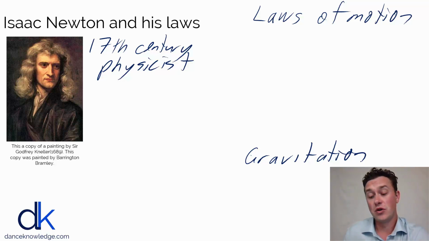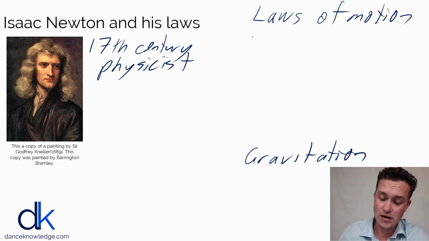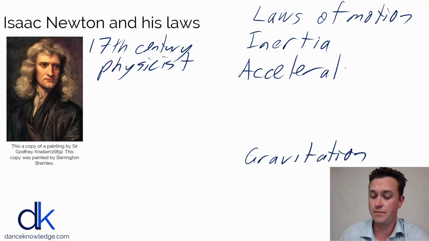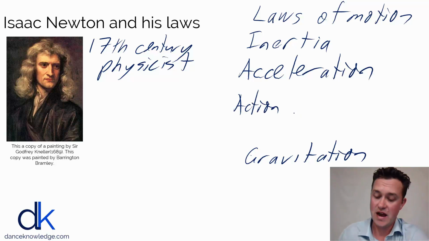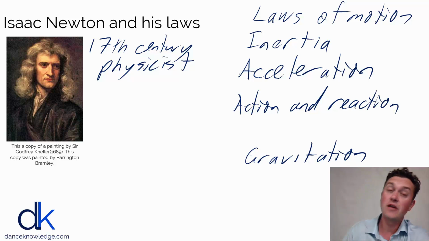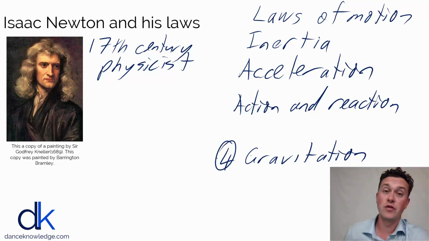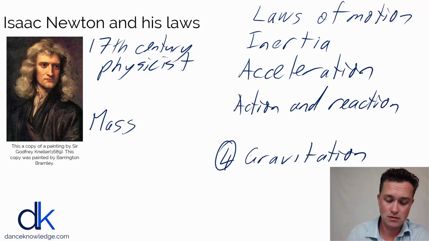So Isaac Newton's laws of motion, there are 3 of them, and the first one is the law of inertia. The second one is acceleration. And the last one is action and reaction. And of course, number 4 here we have referring to gravitation. The 2 main concepts that are core to these 4 laws are that of mass and force.